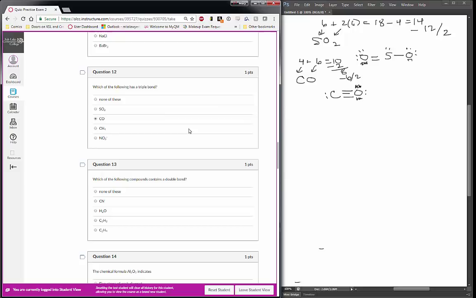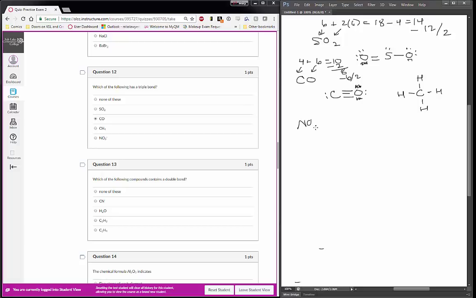Now if we continue on with these, we should see that CH4 has 4 single bonds. Carbon came in with 4 electrons. Each of the 4 hydrogens came in with 1 electron. So we've only got 8 electrons to distribute. And when I put in my 4 single bonds, I've used them all up. So that's what that is.